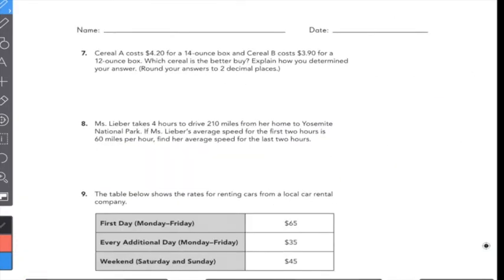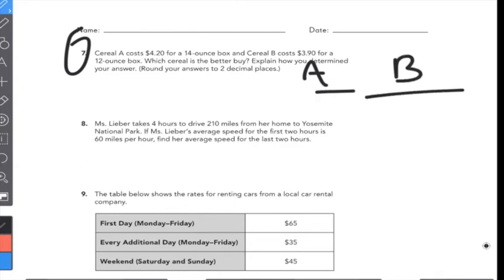Just do your best. Oh, one other note. For number 7, you're going to compare the unit rates. So what you need to do is find the unit rate for A and the unit rate for B. When you find the unit rate for A and B, then you're able to compare. And remember, you have to round your answers to 2 decimal places because we're talking about money, so it always goes to the hundredths.